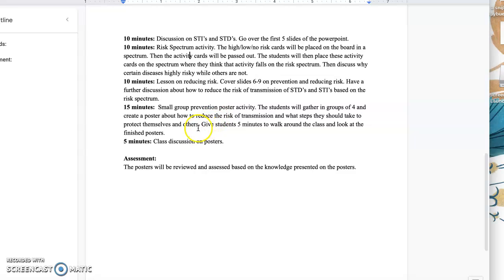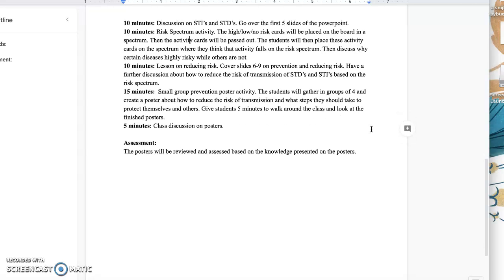So they'll have the opportunity to take those markers and create their own poster on how they will prevent possible transmission. And then at the very end of this 15 minutes, we'll give the students 5 minutes to walk around and look at the other finished posters and get more of an idea of ways to prevent and protect themselves. And in the last 5 minutes, we'll have a class discussion on the posters.